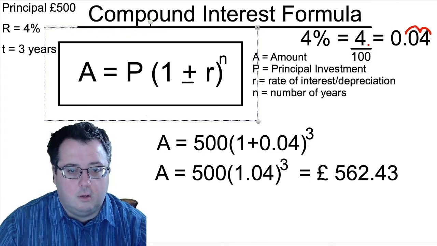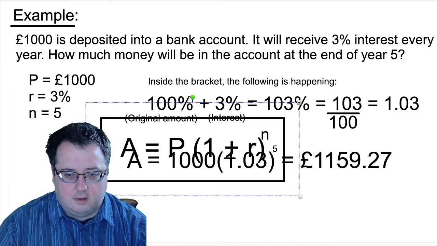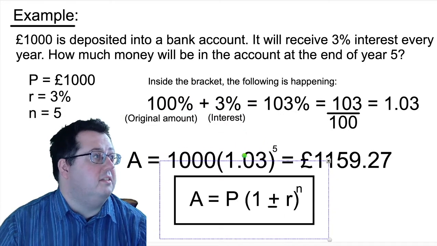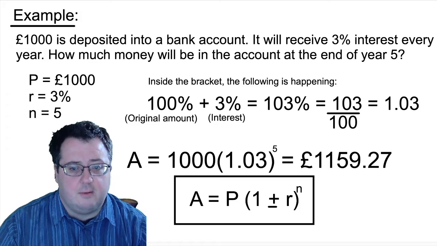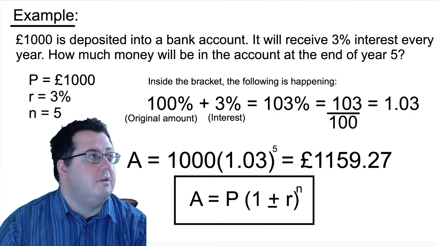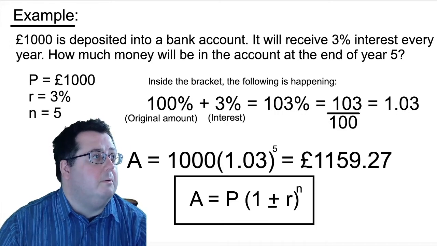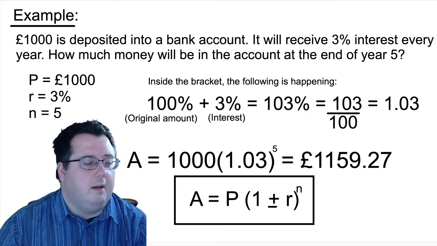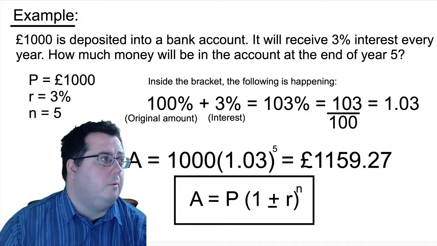Copy. Use that formula straight to get the answer there. Okay, so I did the bit inside the bracket, the 1 plus r, up here. 100% plus 3% is 103%. 103 over 100 gives me 1.03, and then I plugged it into the formula and worked it out. That's all you have to do to use it. Okay.